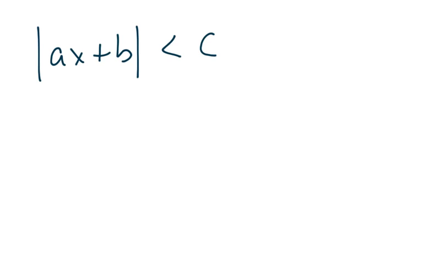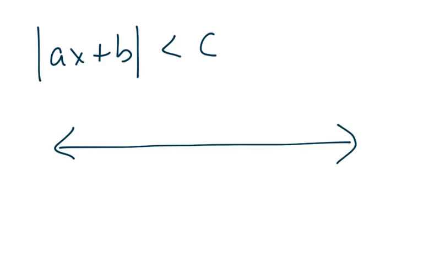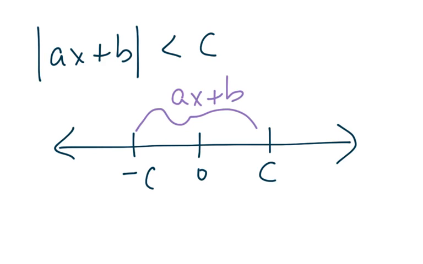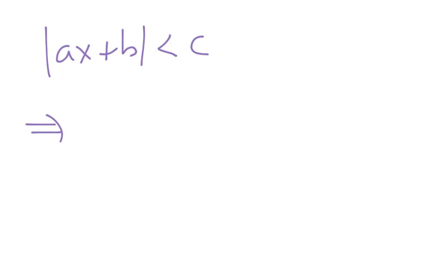So what this means geometrically is the expression ax plus b is going to be between c and negative c. So that means ax plus b is in here. Okay? So that leads to that absolute value of ax plus b less than c is, when removing absolute value bars, negative c less than ax plus b less than c. Now, keep in mind, it also works for less than or equal to. Then you just solve the absolute value inequality.